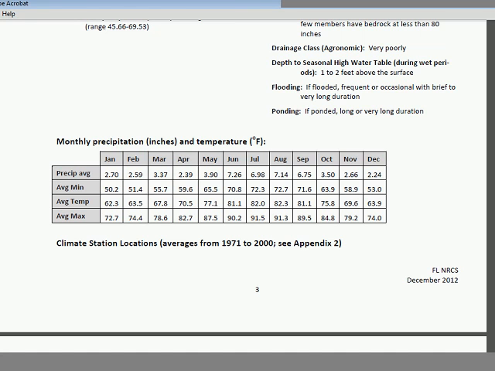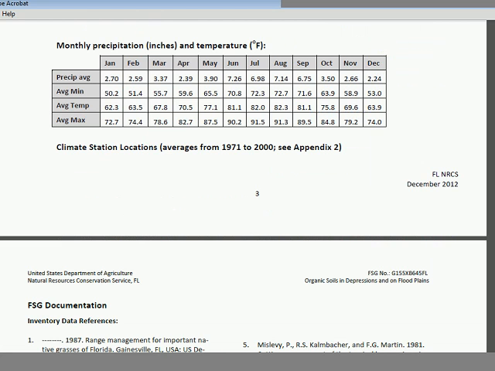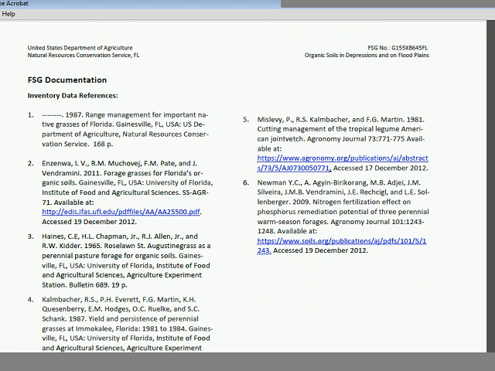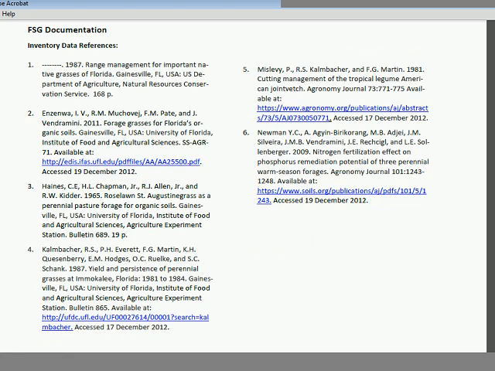It's just a big factor when we start talking about minimum temperatures and maximum temperatures on what forages will grow where and how well they will grow. And then they show all the great documentation, all the great work they did to gather information to do their forage suitability groups.